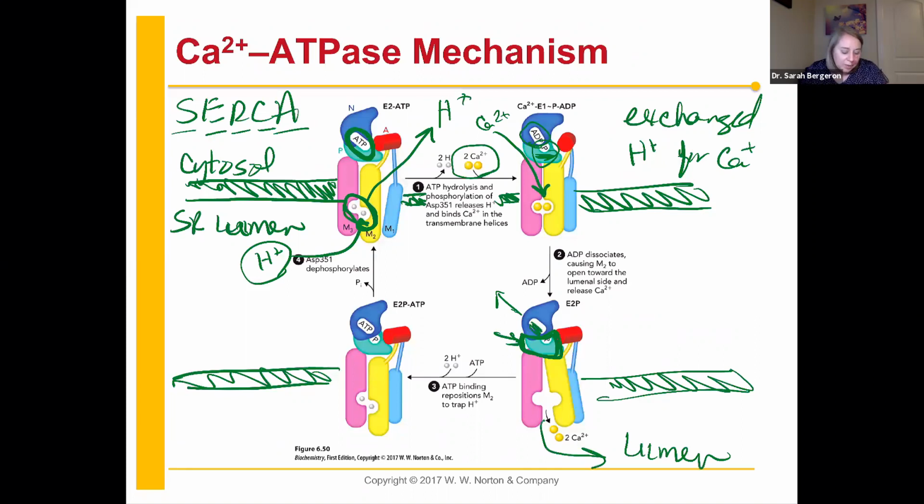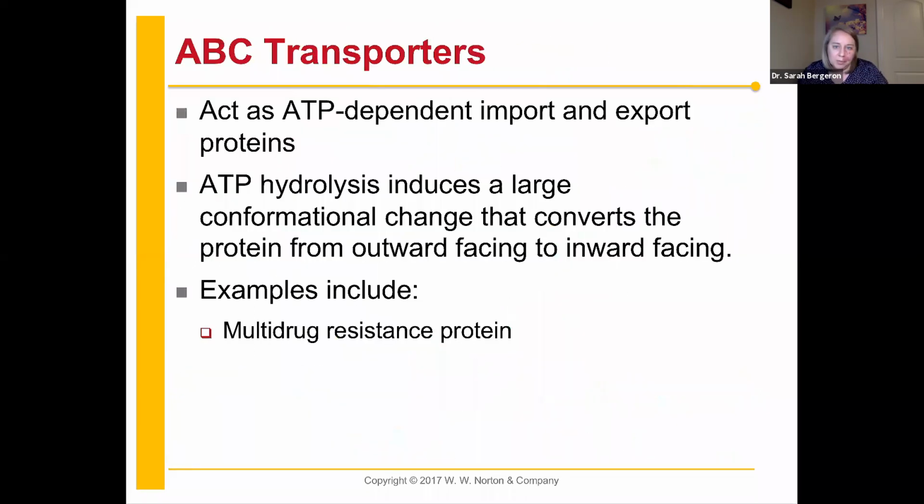And then what happens is a new ATP molecule is going to bind, which is going to allow this molecule to pick up another 2 hydrogen ions, and then the cycle goes again and again and again. So that's just our extra example.